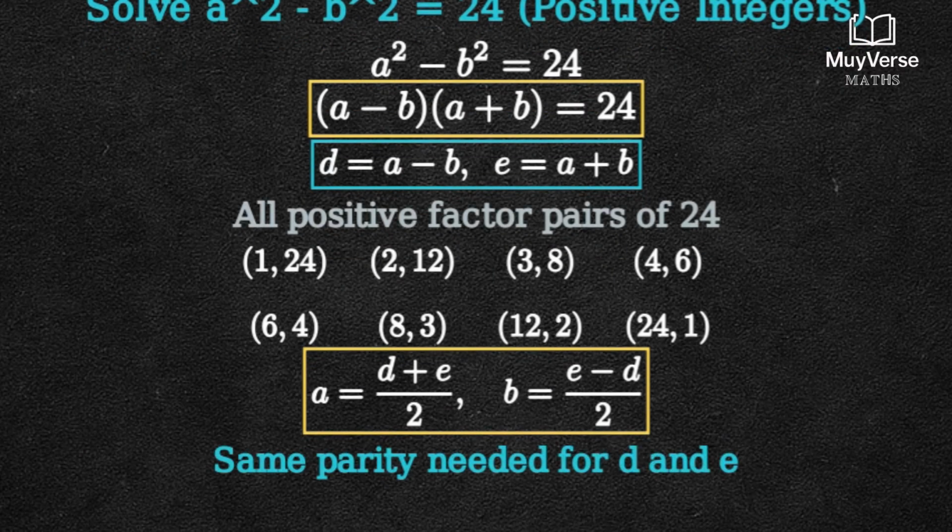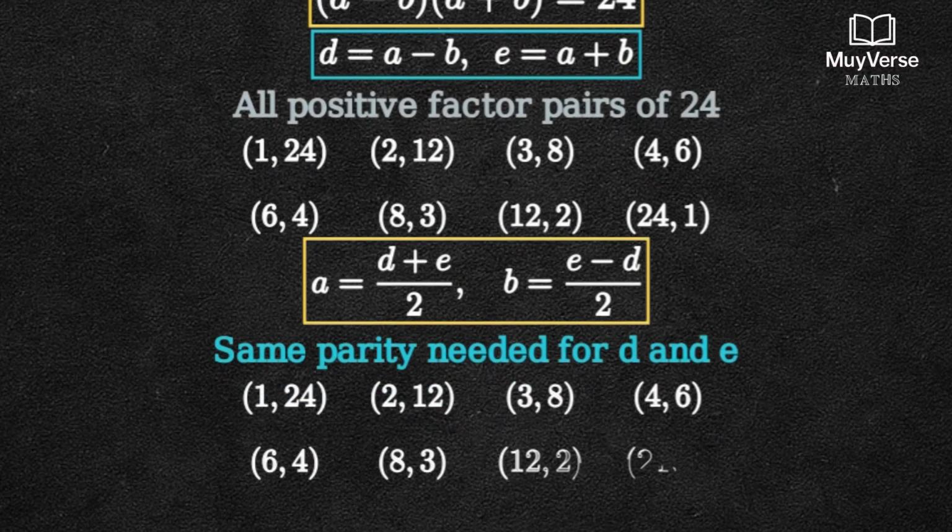Bring our pairs back into focus. Cross out the pairs that are not same parity. Keep only the even pairs. Step 4. Solve for a and b from each even pair.